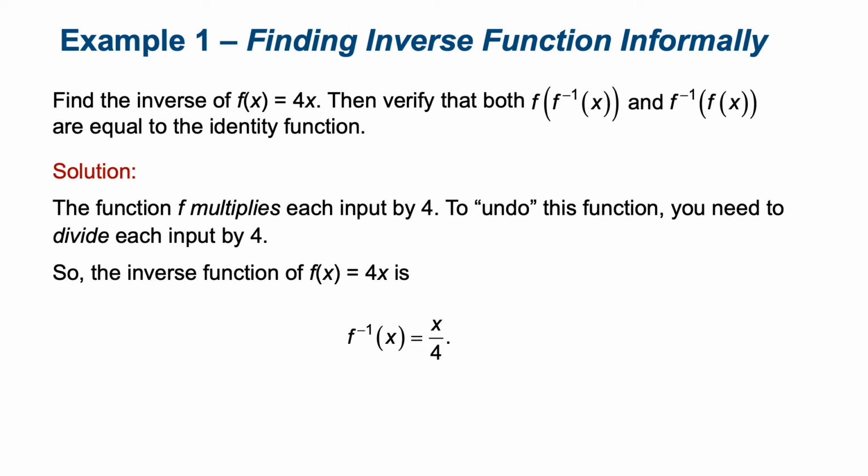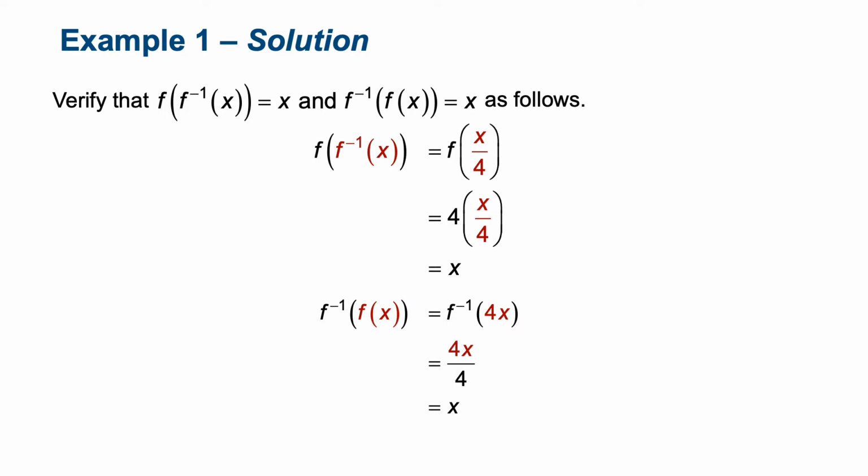So the inverse function of f of x would be f inverse of x is equal to x over 4. Okay, so it's like the inverse of this. This is multiplication, and this will be division. Okay, so let's verify that they equal the identity.